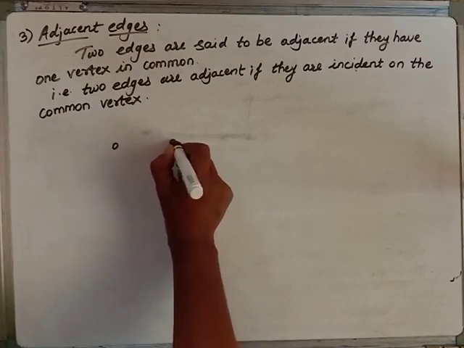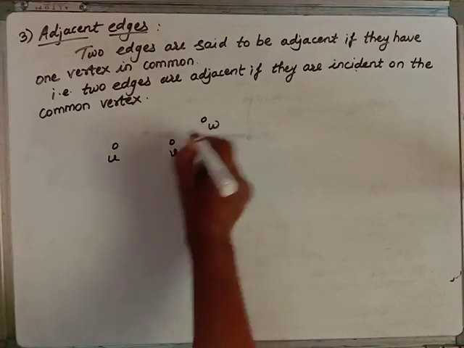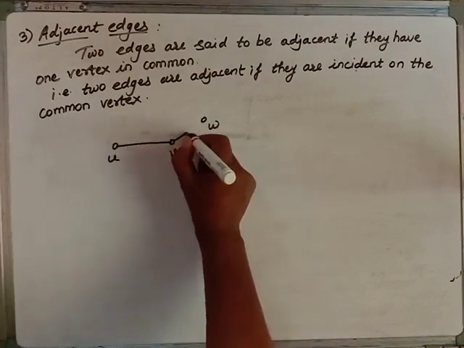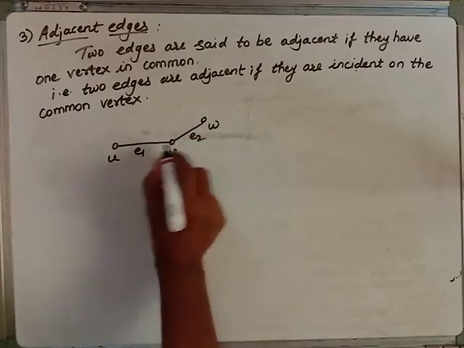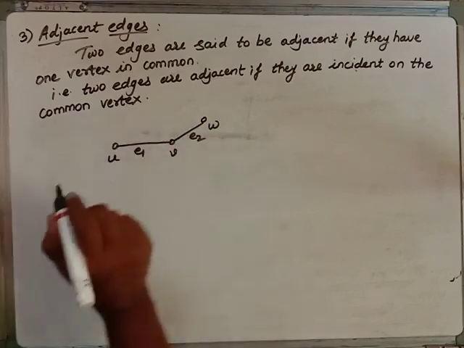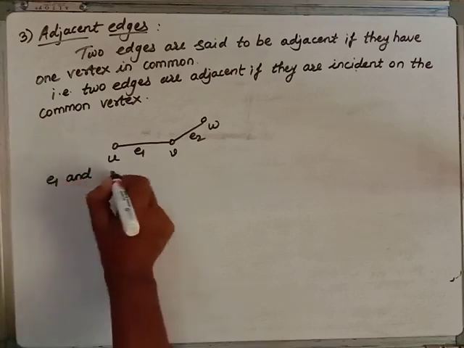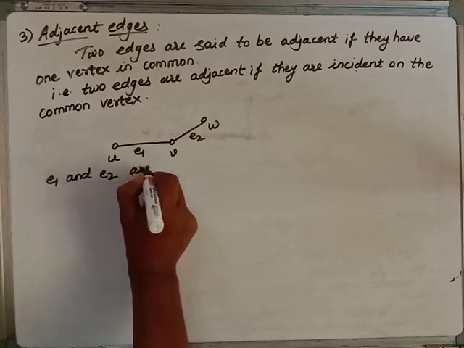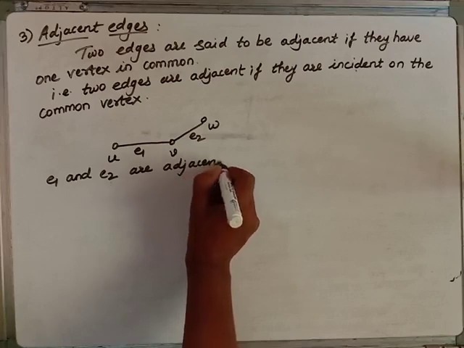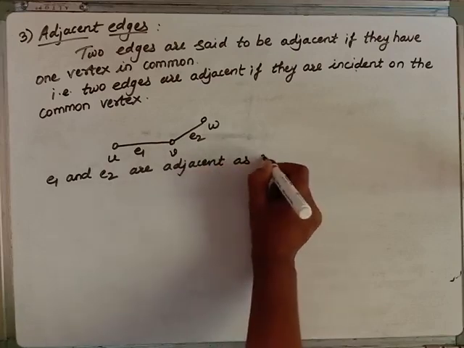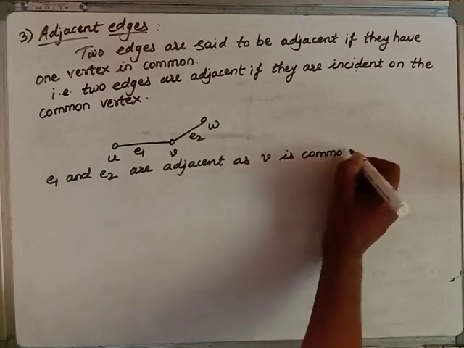Suppose U, V and W are three vertices. There is an edge between these. Suppose this one is E1, this is E2. This V is common between E1 and E2. So E1 and E2 are what? Adjacent. So E1 and E2 are adjacent as V is common to both.